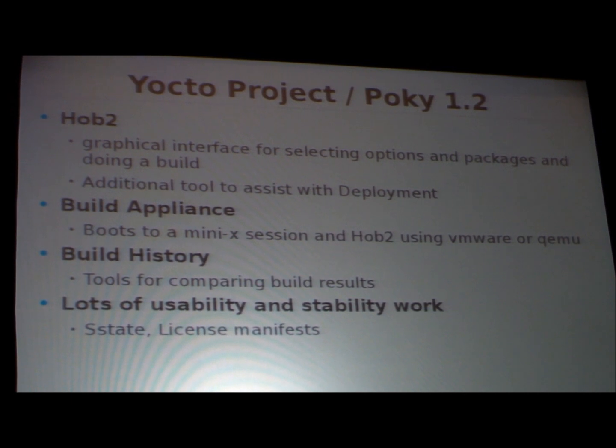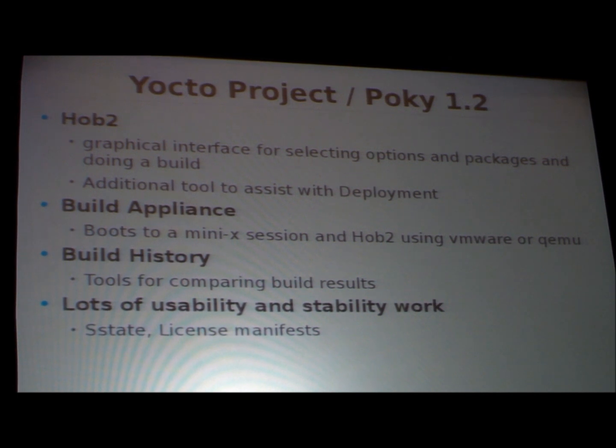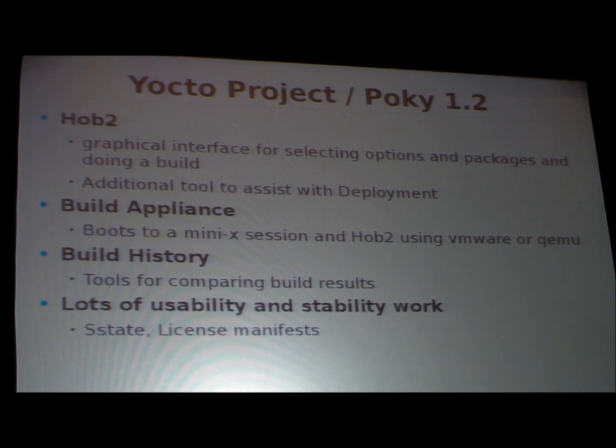What is coming with the release that's planned for April, which is the 1.2 release? We have Hob 2, which is an updated version of Hob. There'll be some additional tools to assist with deployment. The proxy one might come later. So to be able to take the image that's created and actually get it onto a USB stick or a memory card of some kind, or launch QEMU with it, so you can work all from within the UI if that's something you're inclined to do.